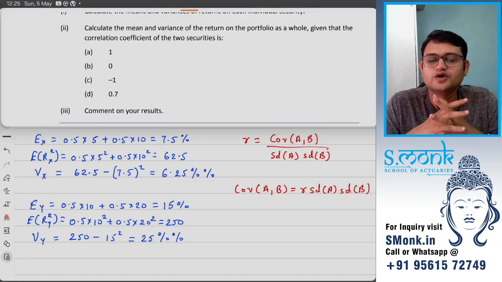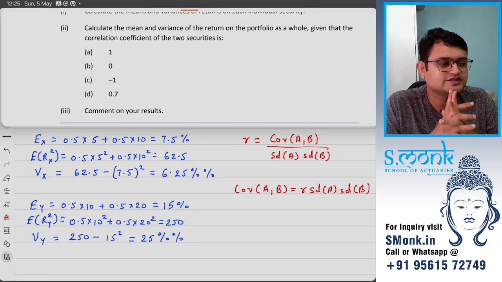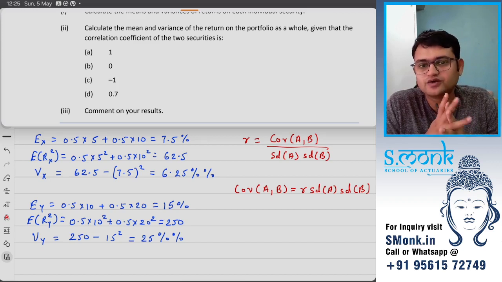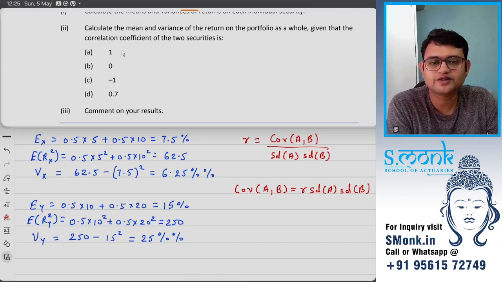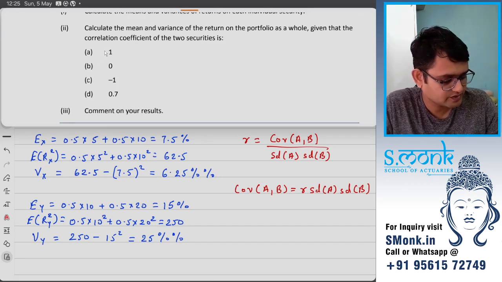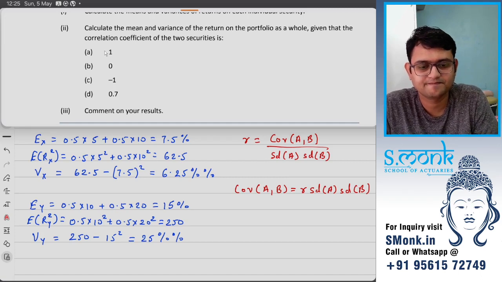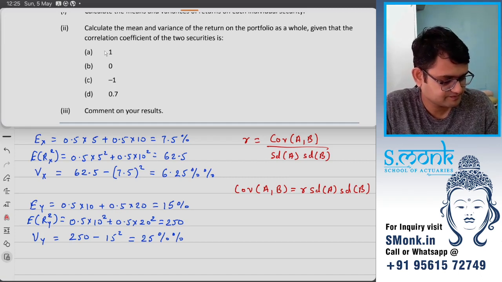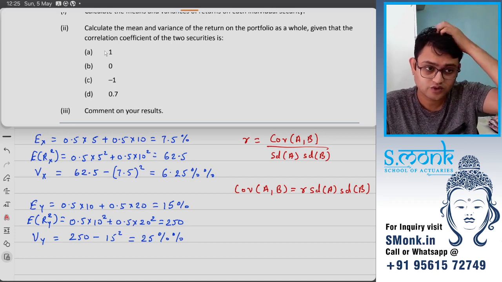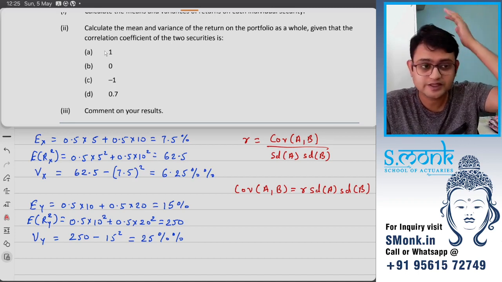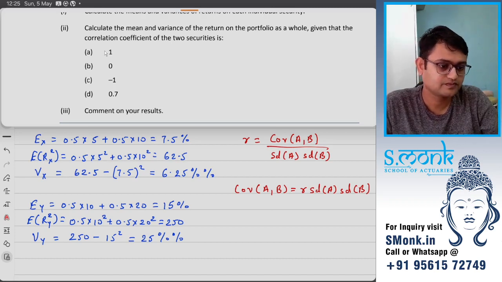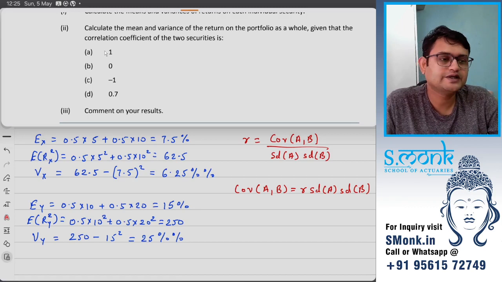Now instead of first solving it, let's just discuss. I want you all to answer here. What does correlation coefficient of 1 mean? What does that mean? I would like you all to answer. What does correlation coefficient of 1 actually mean? If you don't remember, let me know.